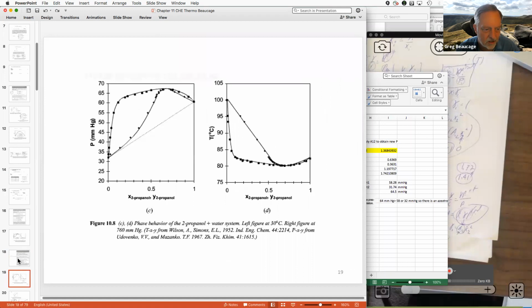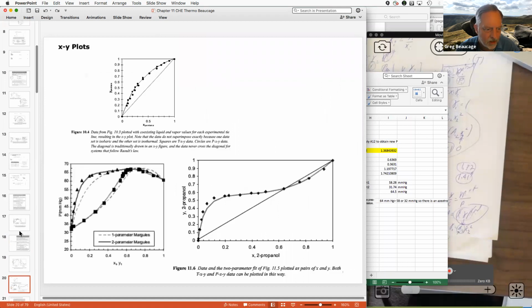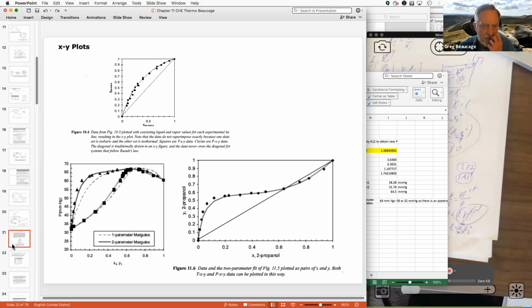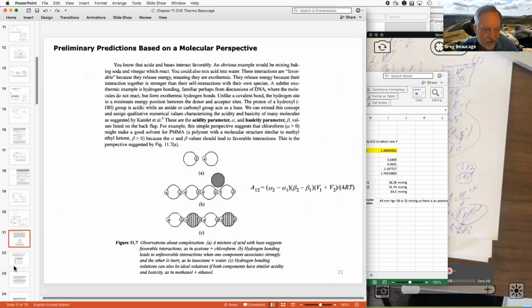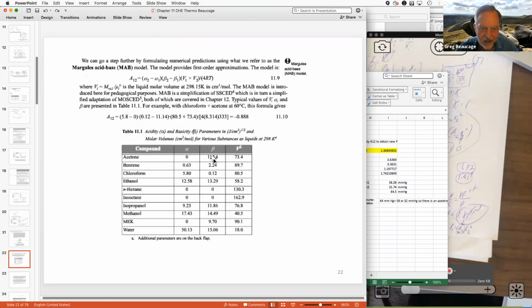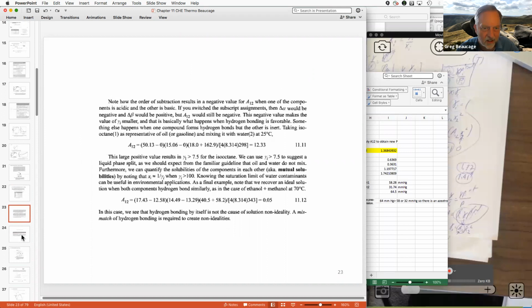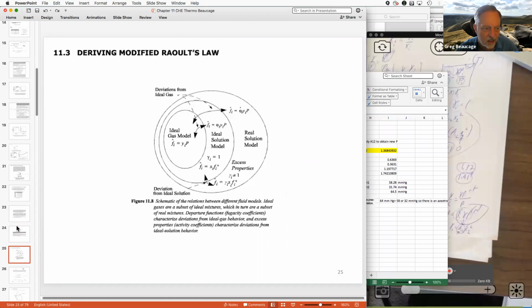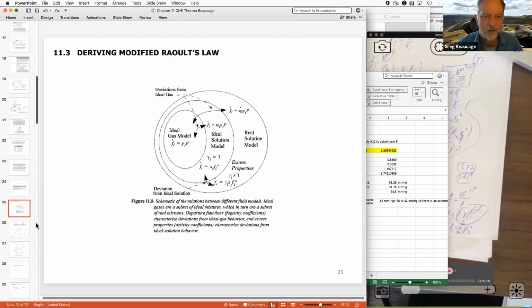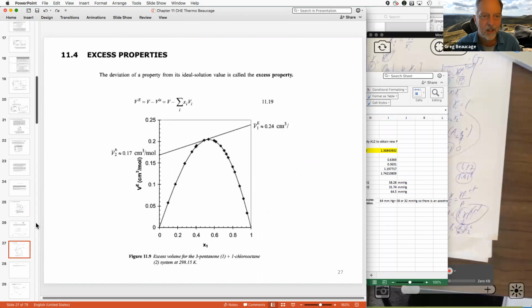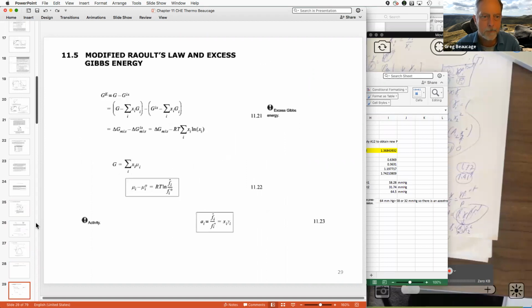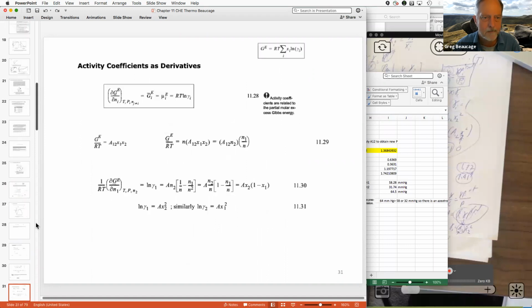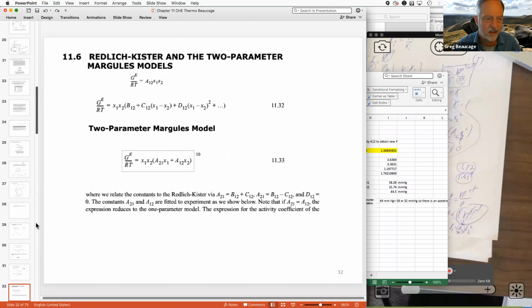The other example is just calculating that acid base. That's just a strict calculation, taking the numbers and plugging them in to calculate the A12. So that's not that hard to do. This is just getting the A12 using the acid base numbers from that table I showed you. This stuff you don't need to go through. That we already did. And this is the two parameter Margules.